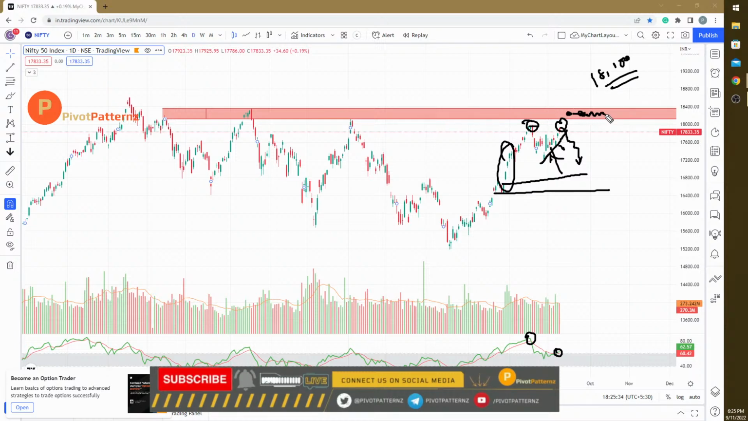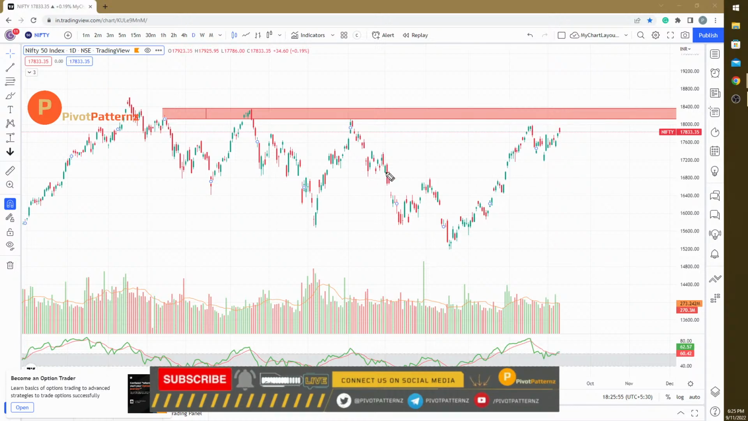So definitely there can be a small amount of consolidation in the upcoming week. If we are able to trade above 18,100, then definitely we can expect Nifty to make another all time high, or at least test the all time high of Nifty. So this is what I pretty much see on the daily chart.